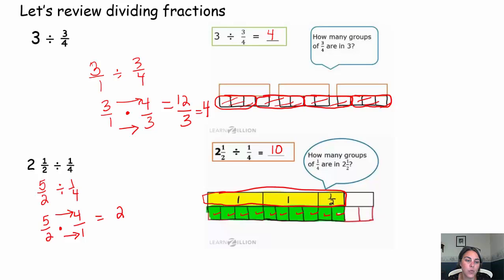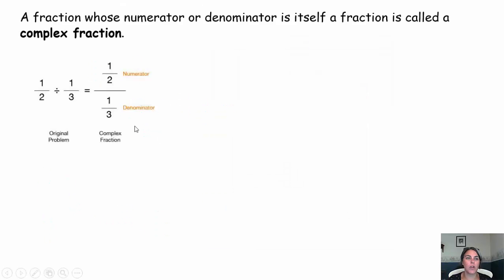5 times 4 is 20. 2 times 1 is 2. 20 divided by 2 is 10. So again, you might find pictures helpful if you can't remember how to use just the process to divide. Sometimes I find pictures are much more helpful.